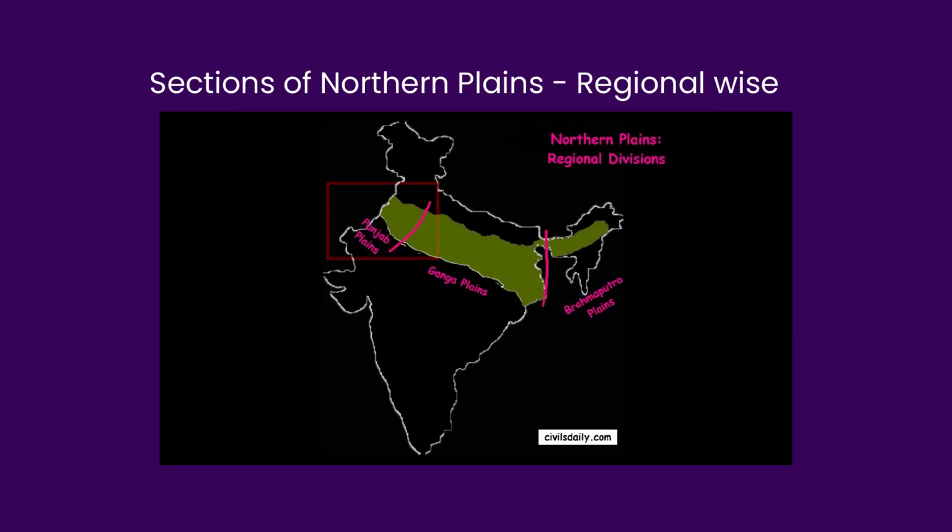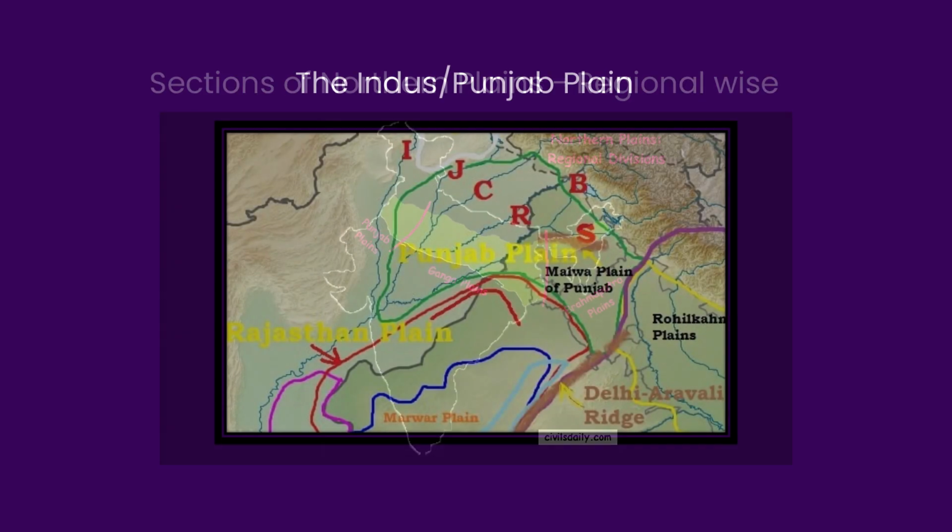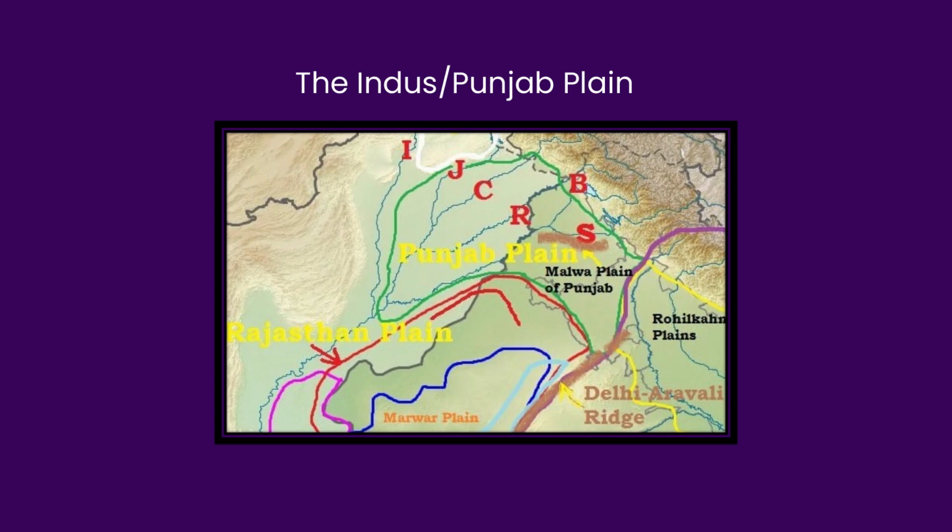The Punjab plains form the western part of the northern plain. In the east, the Delhi-Aravalli ridge separates it from the Ganga plains. This is formed by the Indus and its tributaries like Jhelum, Chenab, Ravi, Beas and Satluj. A major portion of these plains is in Pakistan.